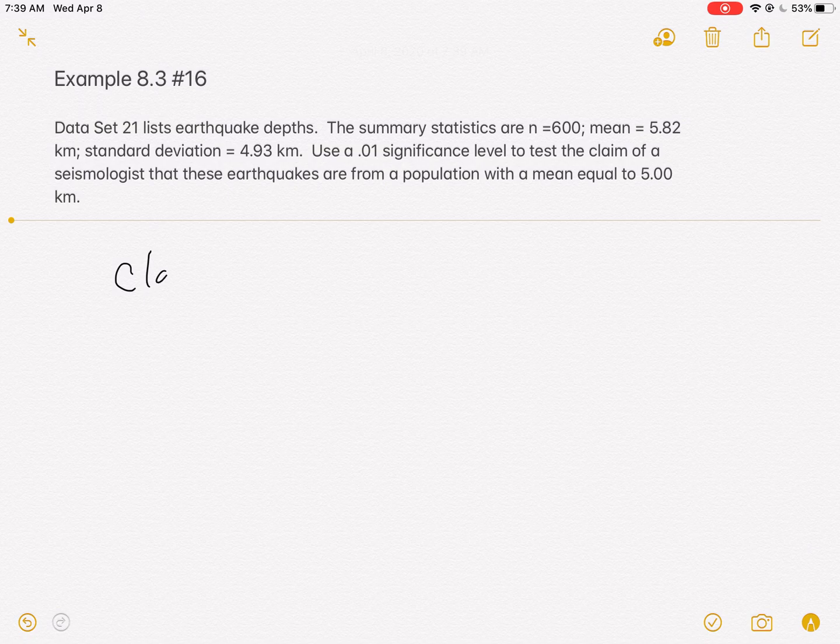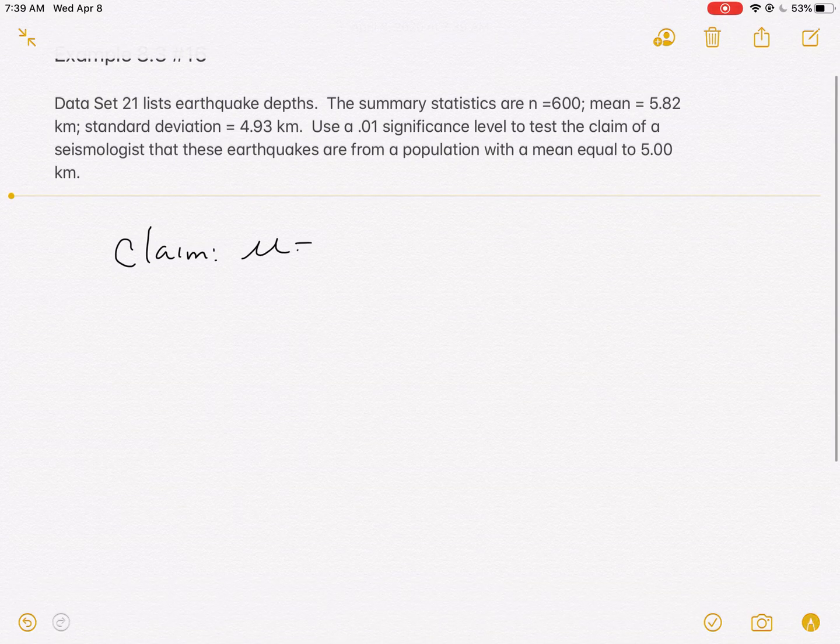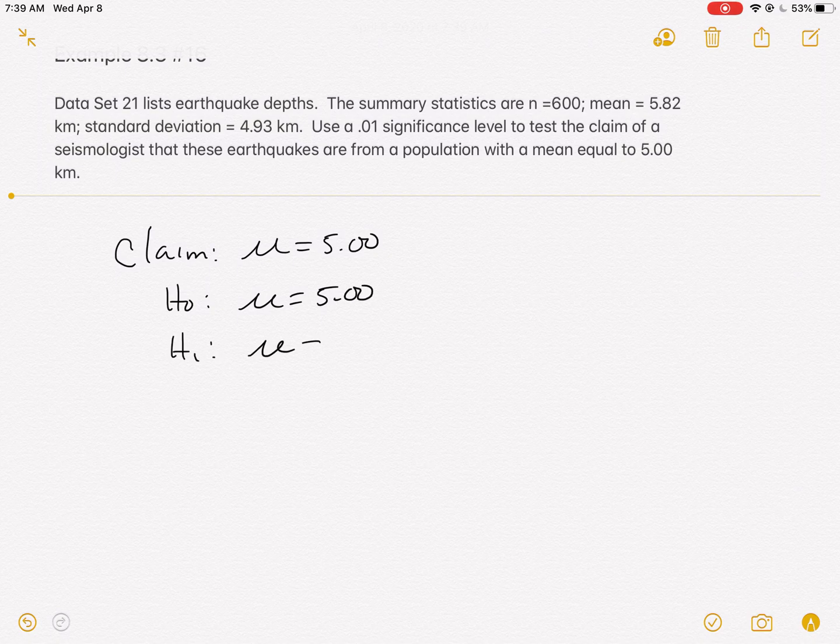So we're going to look for that claim and realize our claim is in the last little bit, that these earthquakes come from a population mean equal to 5. And so we'll set that as our claim. Our null hypothesis is actually going to be the same thing. And our alternate hypothesis can't be the same thing because it has a straight equal to, so it's the not equal to situation like we've seen in the past.